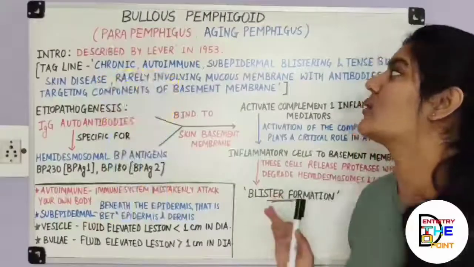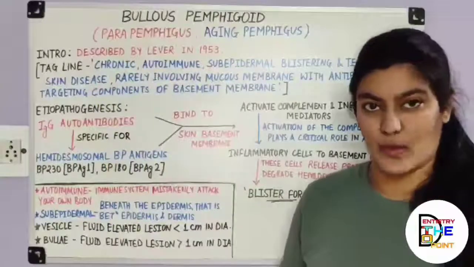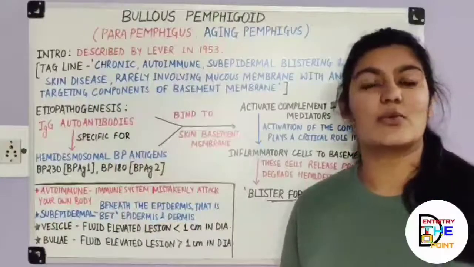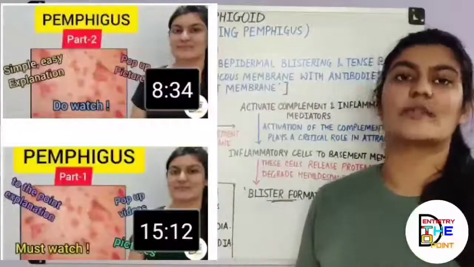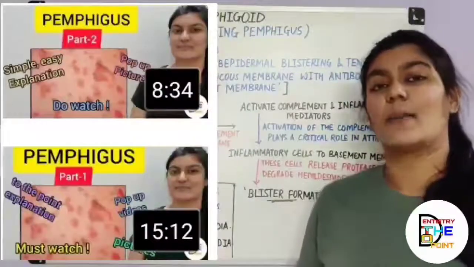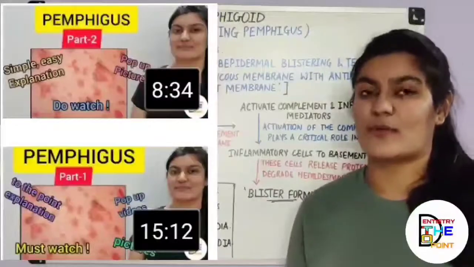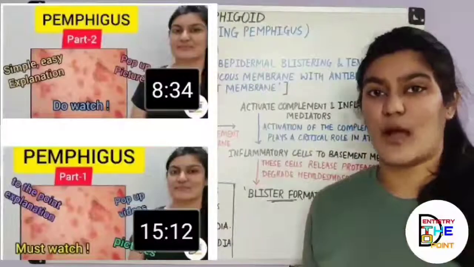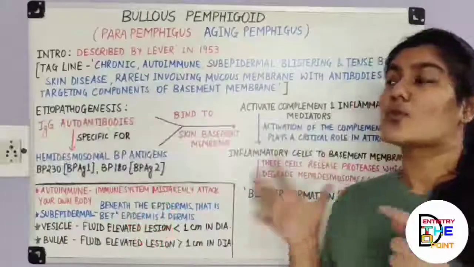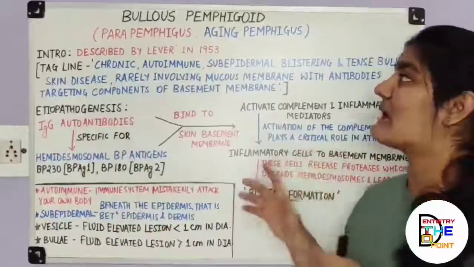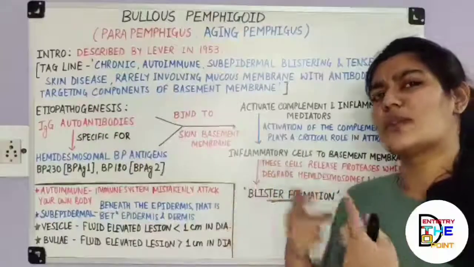In this video, we are going to start with pemphigoid. Let me remind you that we have already made videos on pemphigus part 1 and part 2, wherein we have discussed in detail about pemphigus and the various types of pemphigus also. So do check that video out. I'll give the link in the description box and also pop an I button, so that you get a basic understanding and also the differentiating points, okay?